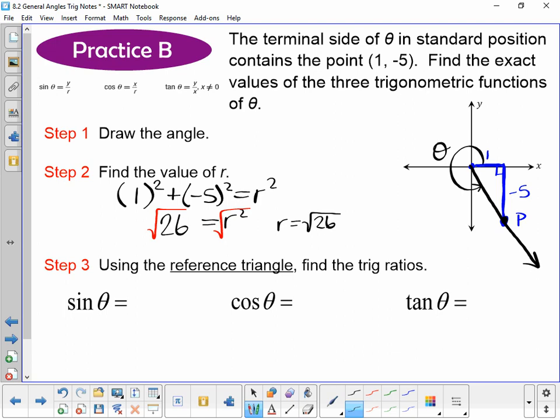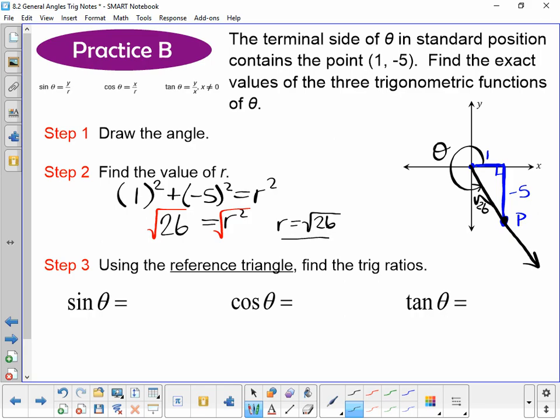And lucky enough for us, that one cannot be simplified. You could try a couple things. You could try maybe thinking about if 4 or 16 would go into 26, but the square root of 26 cannot be simplified. So we've got our hypotenuse. I'm going to add that to my drawing, square root of 26.